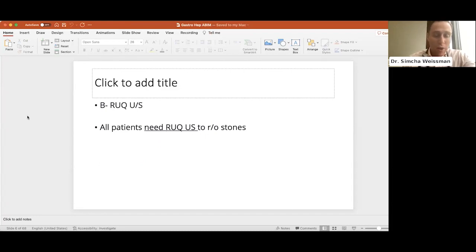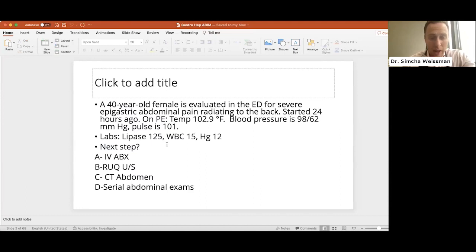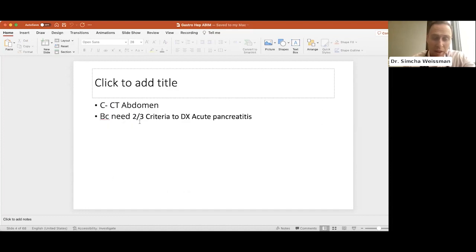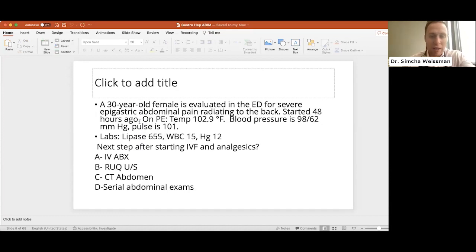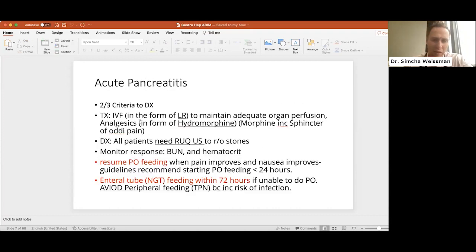Now, the reason why here you didn't need ultrasound is because you didn't have a diagnosis yet. Therefore, you needed a CAT scan. But once you have 2 of the 3 criteria, you move on to right upper quadrant to get the ultrasound. They love this. They love this on the exams.